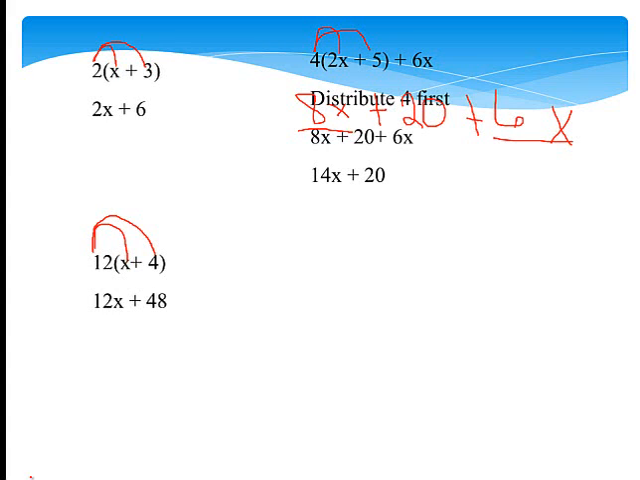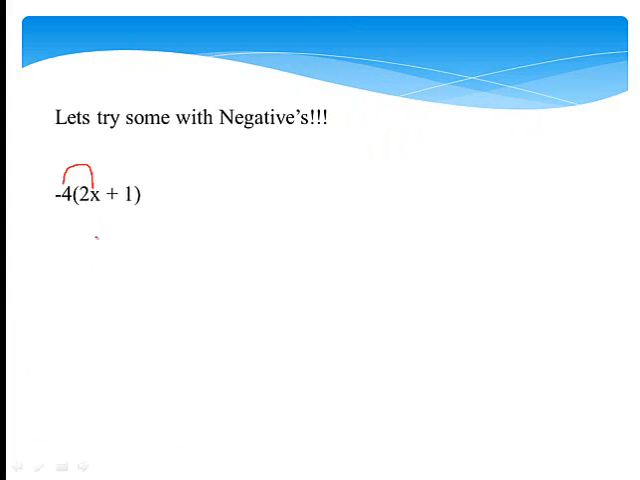(14x plus 20). All right, so let's try some negatives. This one's tricky. Why don't you hit pause and work it out? Okay, so what's negative 4 times 2x? Negative 8x. And what's negative 4 times 1?